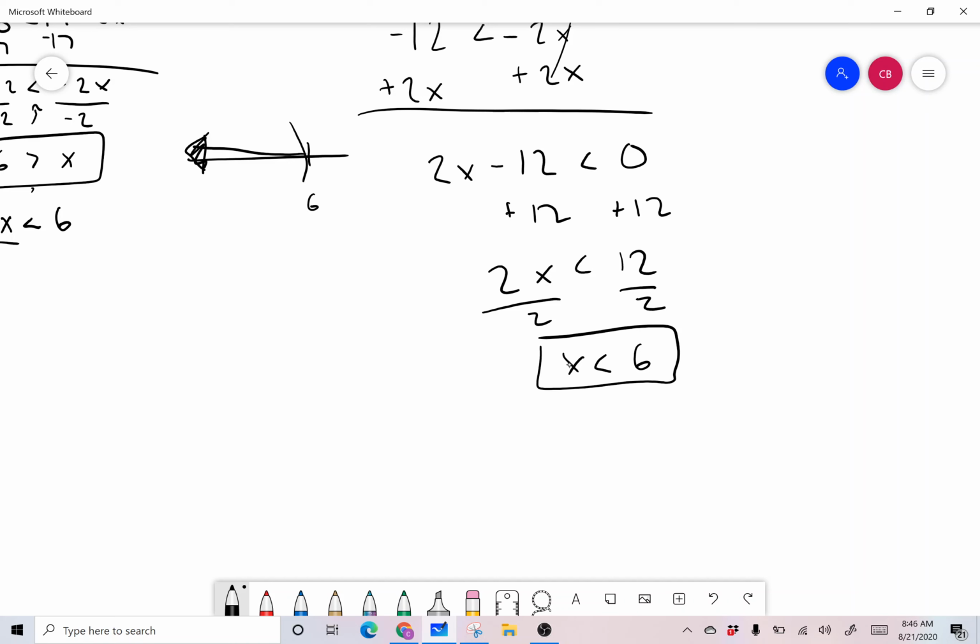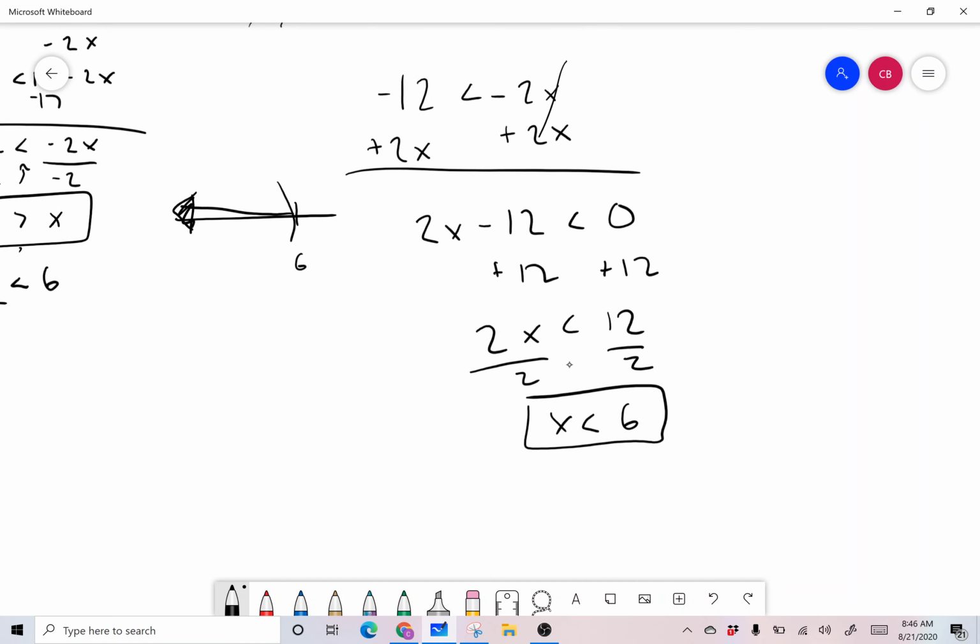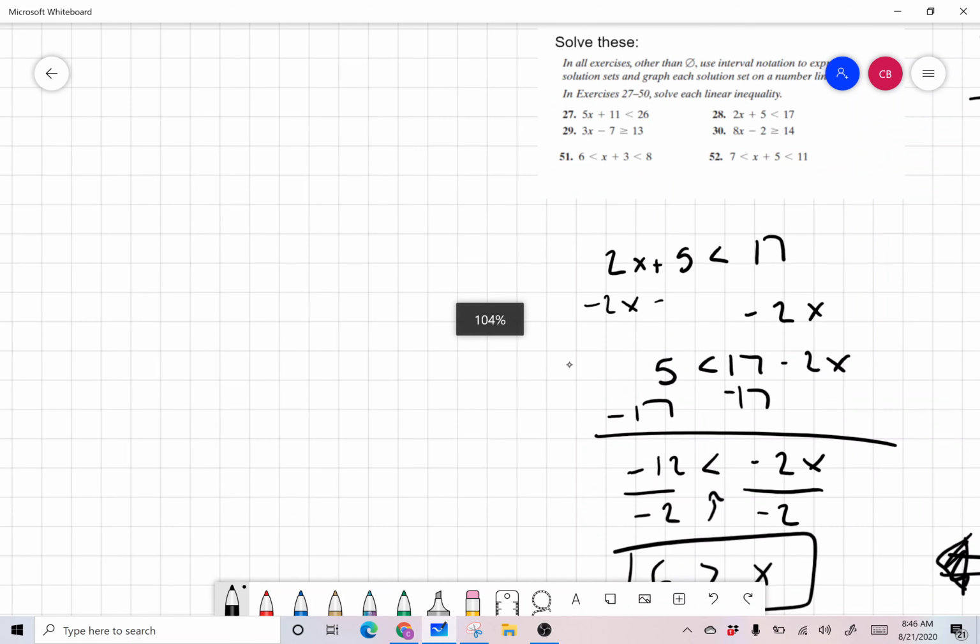I just moved it to the other side, and then they were both positive, and I didn't have to worry about it. This only happens if the x is being multiplied by a negative. So that's the only time you have to worry about it, guys. All right. So let's look at some complex ones, which are these ones.